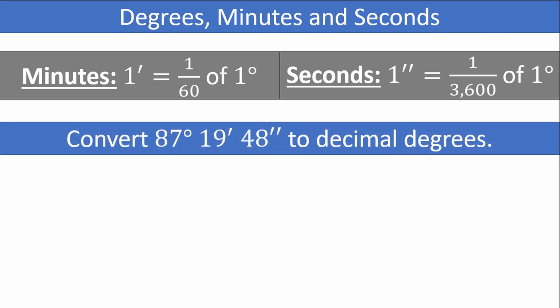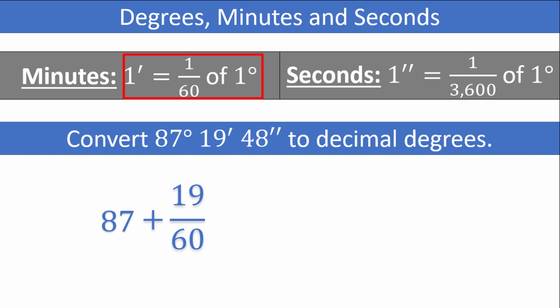Let's say we have something like this: 87 degrees, 19 minutes, and 48 seconds. And we would like to know what this is in degrees written out in decimal form. We can split this up into 3 parts. We have the degrees, which are 87. We don't have to do any conversion on that number. As for the 19 minutes, remember that each minute is 1/60th of a degree. But we don't have a single minute, we have 19 minutes. So we don't have 1/60th of a degree, we have 19/60ths of a degree. So that is what we must add.